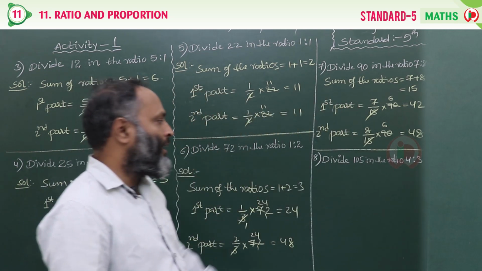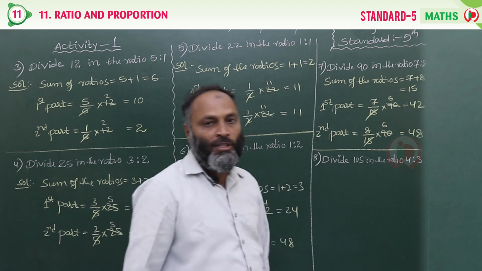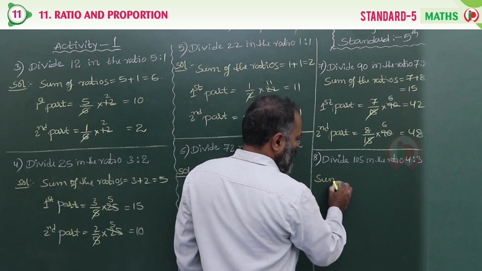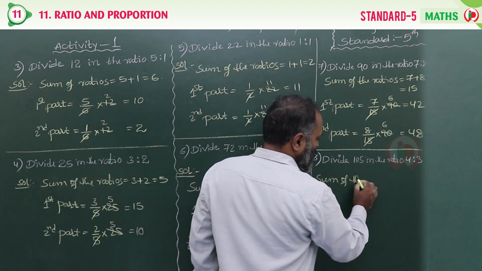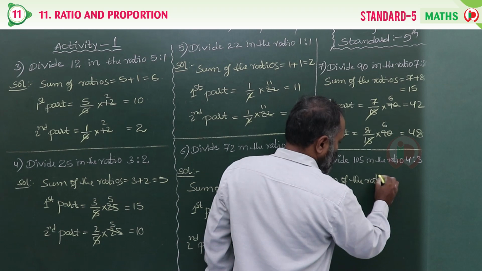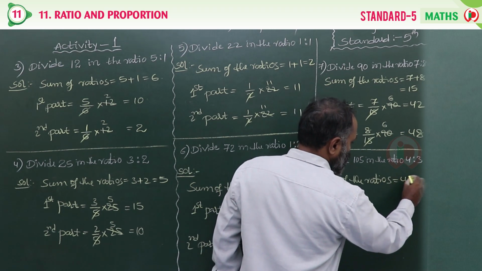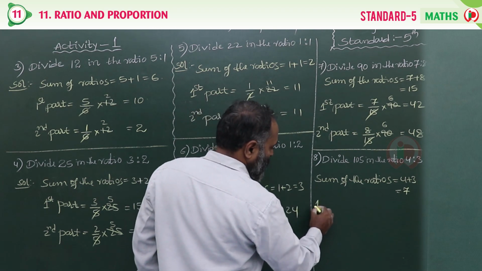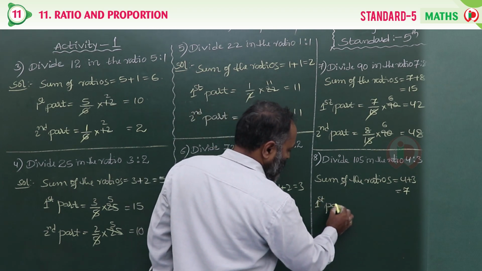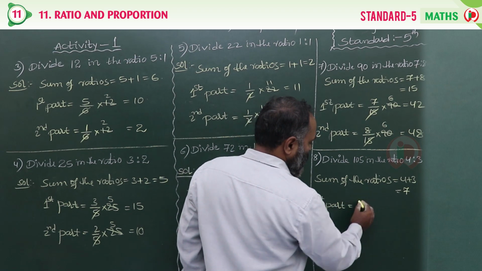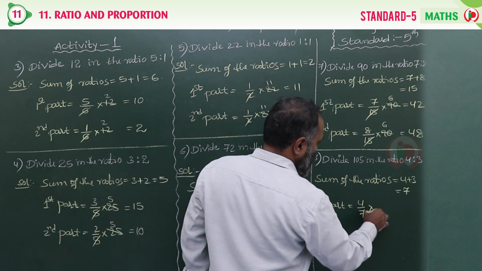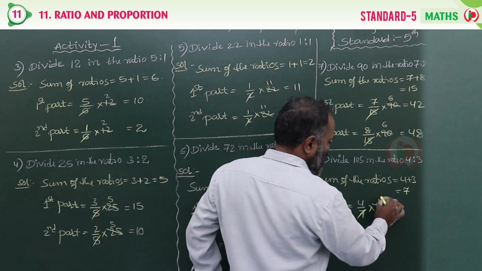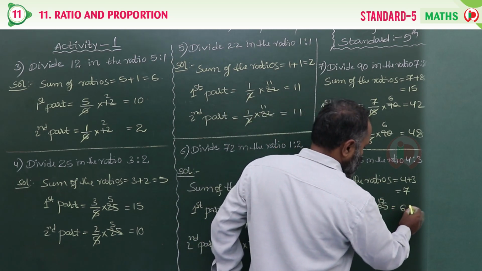Now, divide 105 in the ratio 4:3. So now how to divide? First we should take the sum of the ratios, that is 4 plus 3, which is 7. Next, the first part means the first ratio by the total ratio into 105. 7 ones are 7, 7 fifteens are 105, so 4 fifteens are 60.